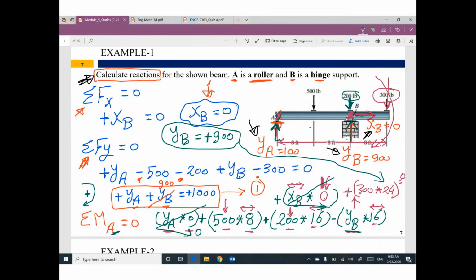For the equilibrium equations, summation F of x equals 0 is very easy. Summation F of y equals 0 is very easy. Summation moment, you need to be a little careful about this equation, and we will do more examples next time regarding this point.